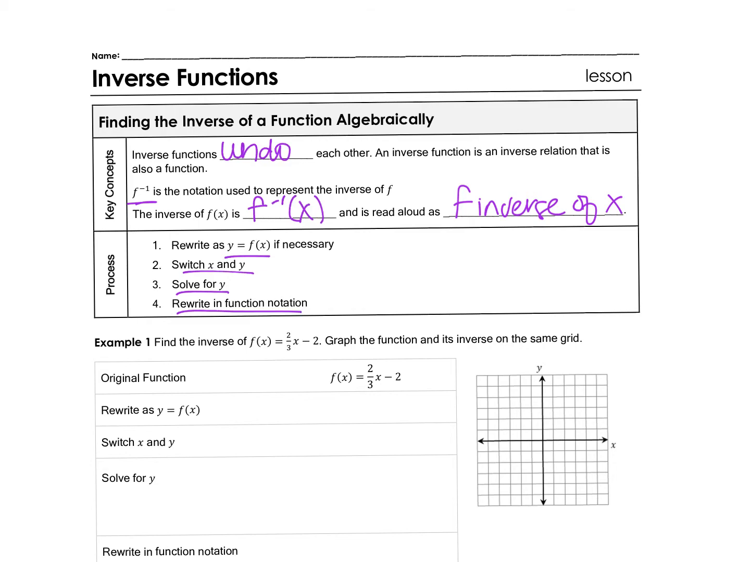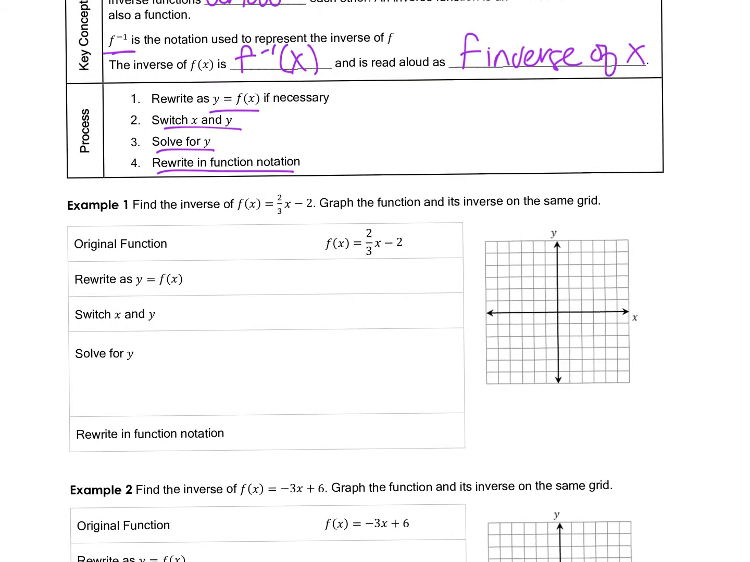Okay, so this first example, we're going to find the inverse of f of x equals 2/3 x minus 2. We're going to graph the function and its inverse on the same grid. So we need to find its inverse. First, I'm going to rewrite f of x as y. Next, I'm going to switch my x and y. So you're not taking that 2/3 with the x. You're just replacing your y with x and your x with y. That's it.